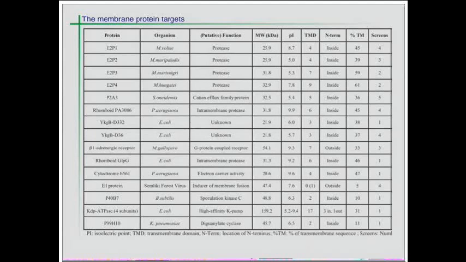The pIs are relatively normal. If you look at the number of transmembrane domains, we go all the way from 3 to 17, but mostly they are membrane proteins that have between 3 and 6 transmembrane domains.